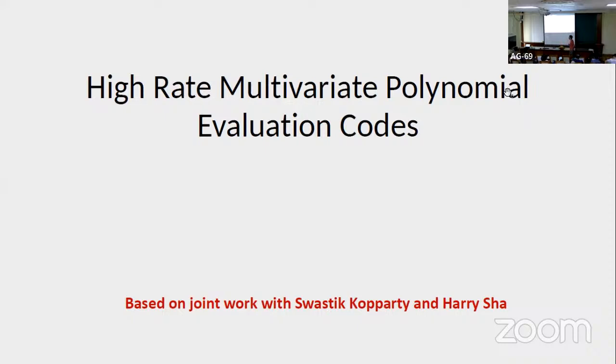So I'm going to talk about some, in my opinion, very clean algebraic questions about error correcting codes. This is joint work with Swastik Kopati and Hari Shah at University of Toronto. I don't know how many of you are familiar with codes, but this talk is supposed to be for everyone. So I'm going to tell you specifically the kind of things we care about. But if there's something that you don't follow, stop me and ask questions. Most of this talk should be accessible to everyone.